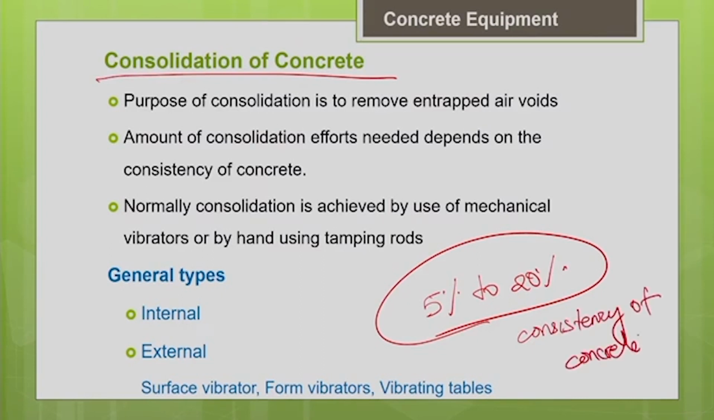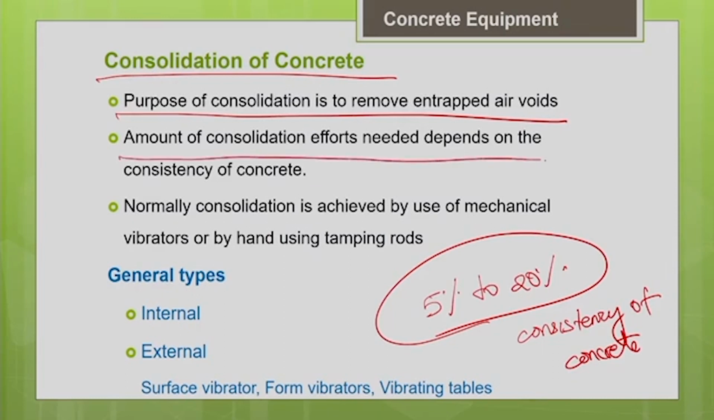Basically, if the mix is very stiff, there are more chances for air entrapment. But if the mix is more flowing in nature or has a very high consistency, the chances for air entrapment are very low. So the amount of air entrapment will depend upon the consistency of your concrete. According to the consistency, the amount of consolidation effort needed will also vary. The main purpose of consolidation is to remove the entrapped air voids, and how much consolidation effort you need depends upon the consistency of your concrete. For a stiff mix, I need more consolidation.